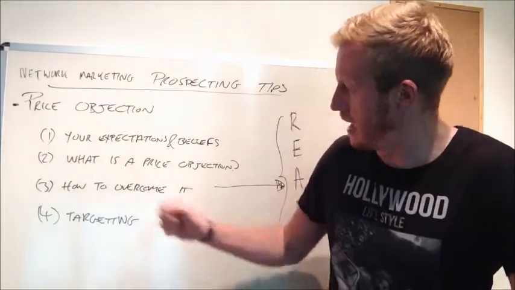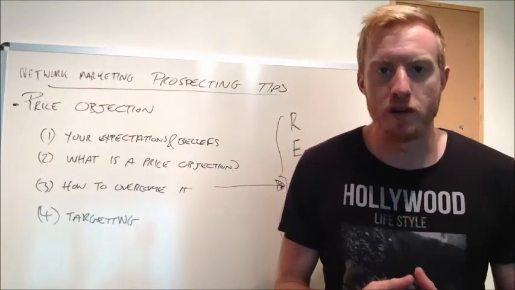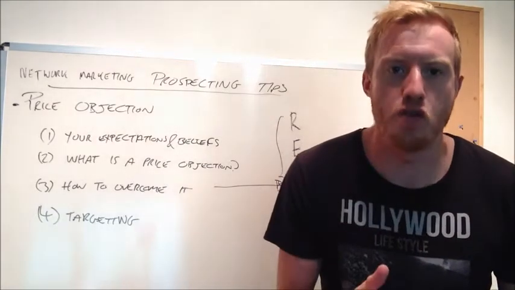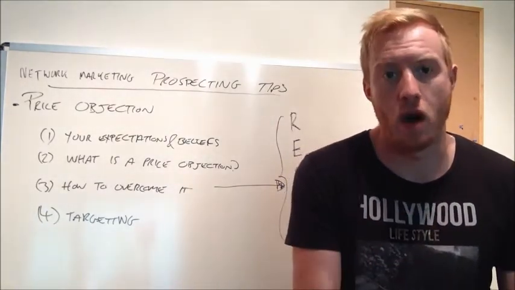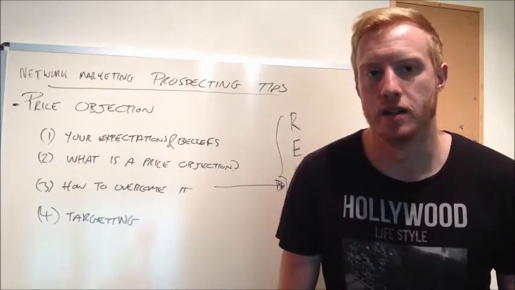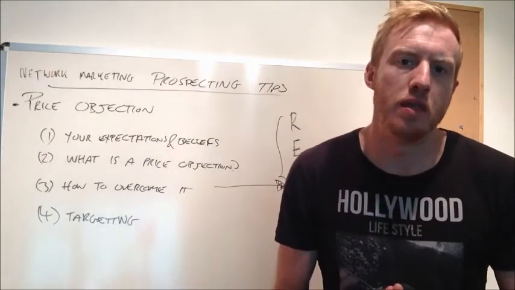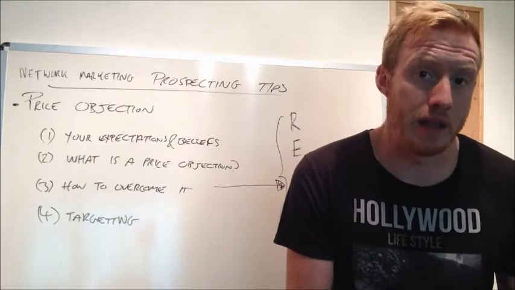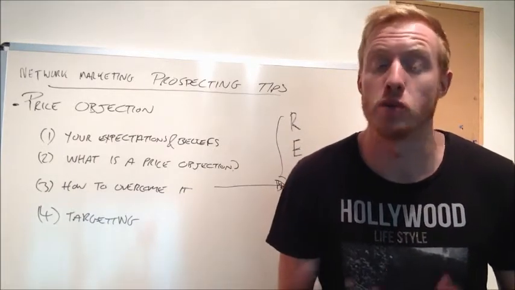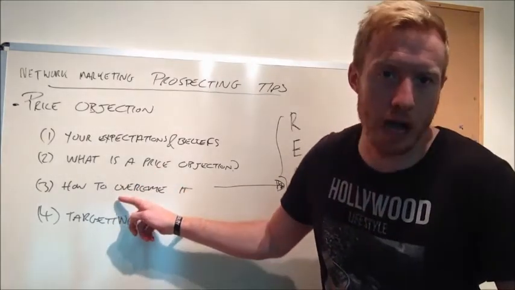All right, so let's get on to the next topic. What is a price objection? Well, a price objection really is where someone does not see the value compared to what they actually require. So it's a lack of perceived value compared to what their needs are. So, if someone likes the product, but they think it's expensive, it's because they don't see the full value of that product compared to what it could do for them. I'm going to talk about what that means and how to overcome it in the next point.